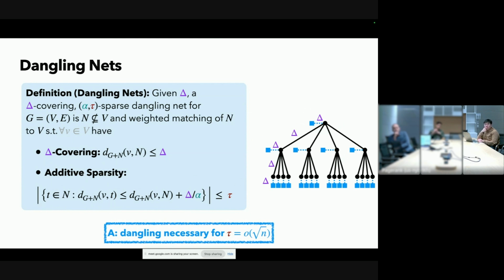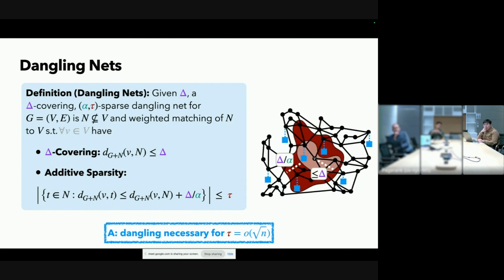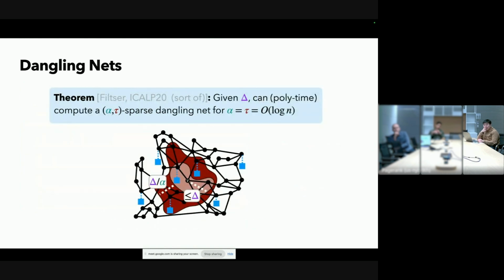Okay, so what can you show about such dangling nets? Well, you can show that you can always compute these dangling nets with quality log n. And in some sense, it's just MPX, but you have to be very careful because you really care about strong diameter guarantees. There's also an analysis in this paper of Arnold that does this, but not exactly. So you can half attribute it to an existing paper.